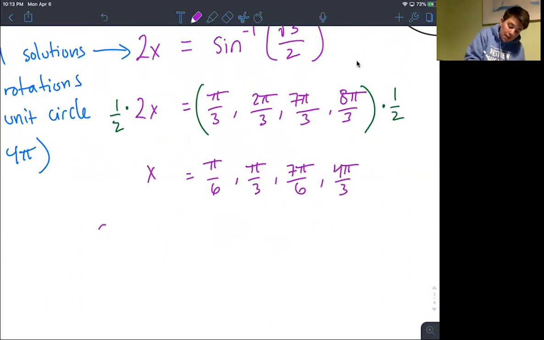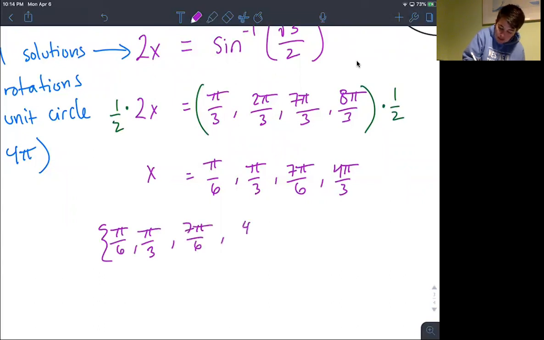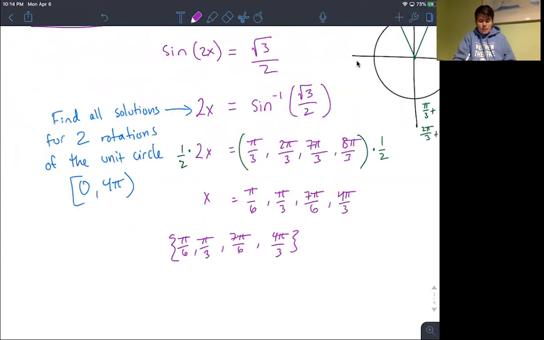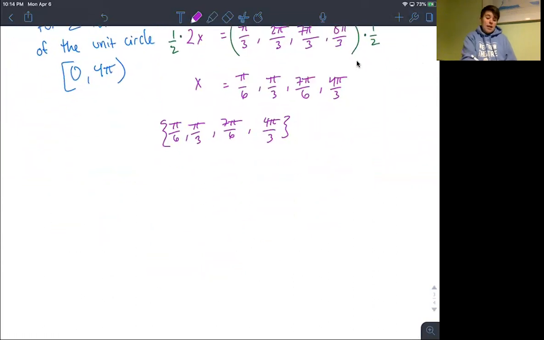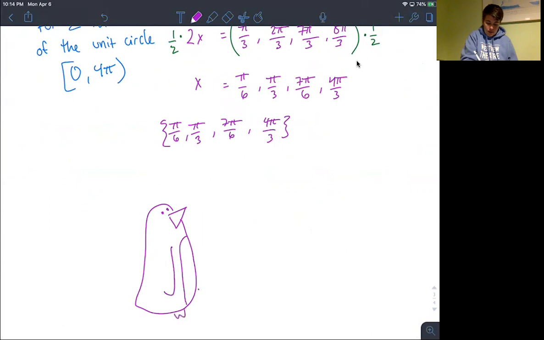Okay, so the last step is just to write those in a fancy solution set. Pi over 6, pi over 3, 7 pi over 6, and 4 pi over 3. All right, donezo. Okay, y'all, I am done. I'm going to draw, of course, a penguin here on the bottom, just to make things a little fancy.